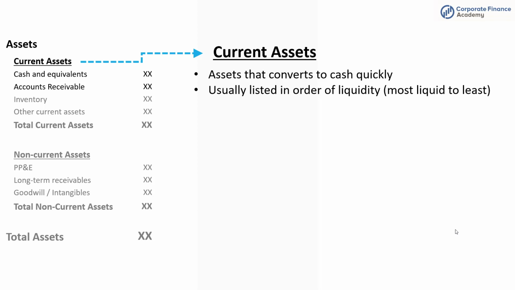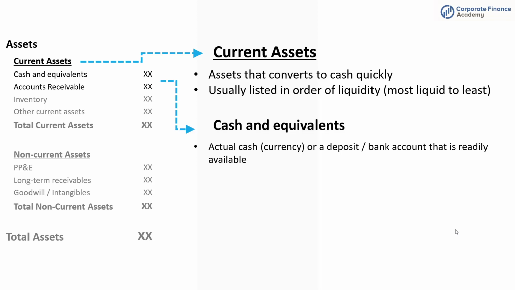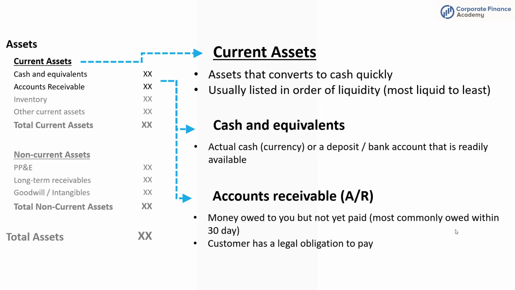First one is current assets. These are things that convert to cash quickly. And typically the convention you'll see is that they'll go in order of liquidity from most liquid to least liquid. Cash and things similar to cash are obviously very liquid. Actual currency or a deposit or bank account that is readily available that you can draw on very quickly.